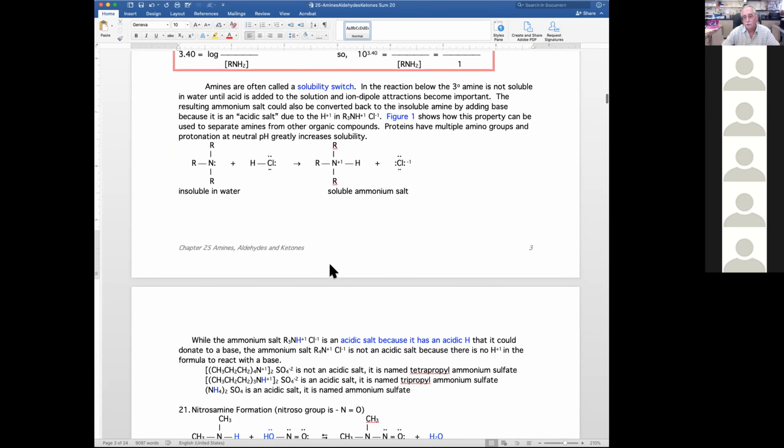So amines are often called a solubility switch. Oftentimes something like this would be insoluble in water, but when I protonate it with an acid, it becomes a soluble ammonium salt. This is the salt right here, right? Cation, anion. Okay.